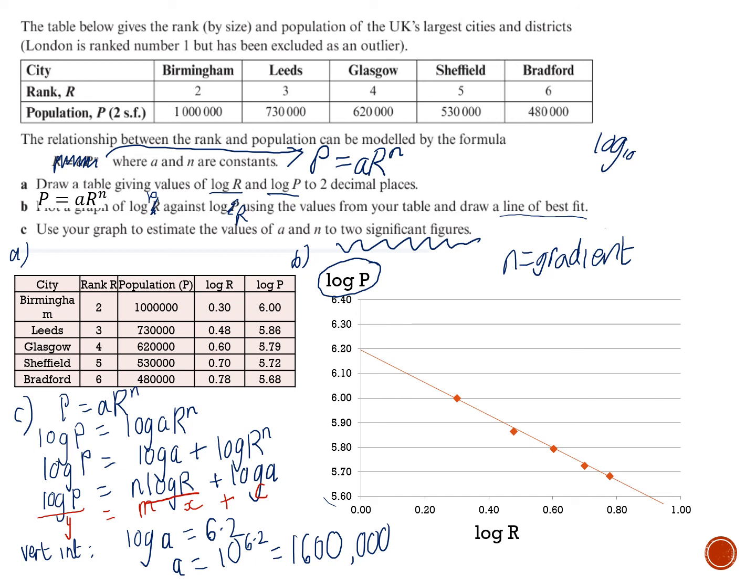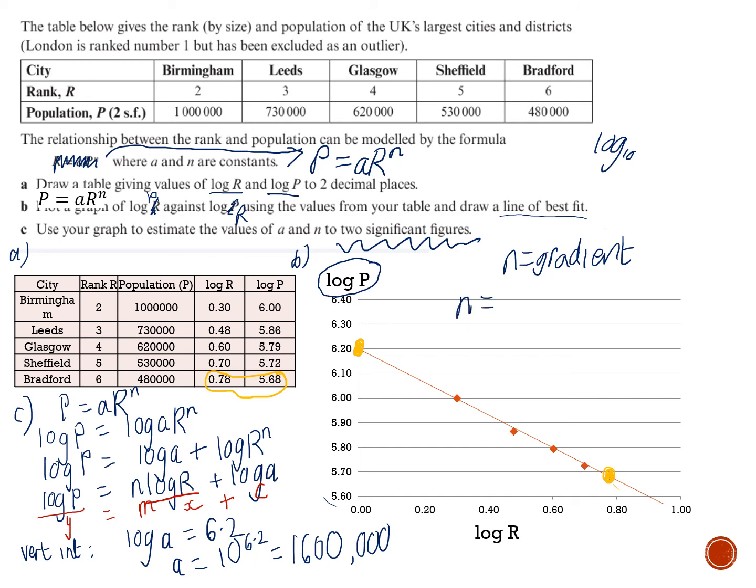Now let's spot some values that it goes through. Well, I reckon this one is a pretty good one here, and that is at 6.2. And another one is, it does go through this bottom one here pretty well. And because that's a plotted point, here it is in my table, we can use those values rather than reading it off. So let's work out my gradient then.